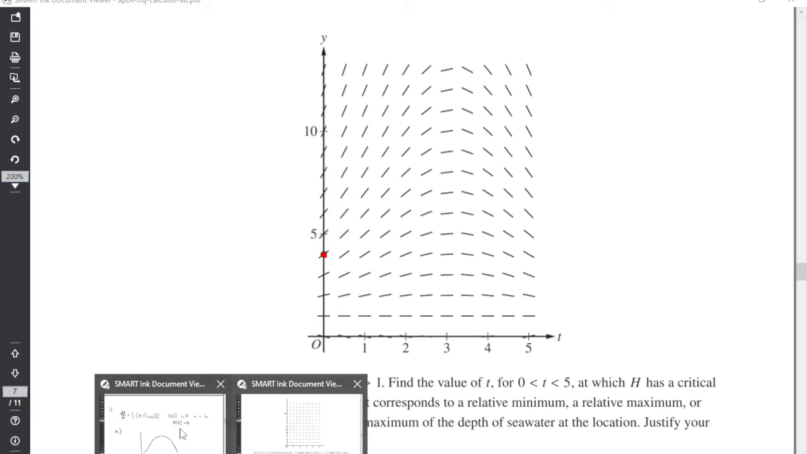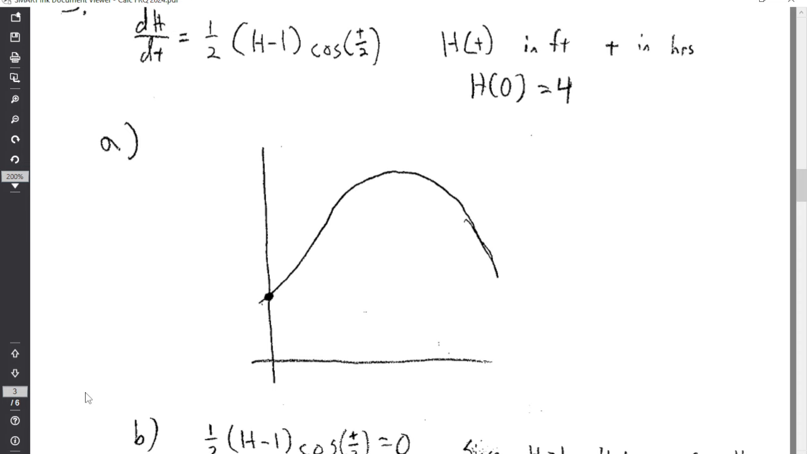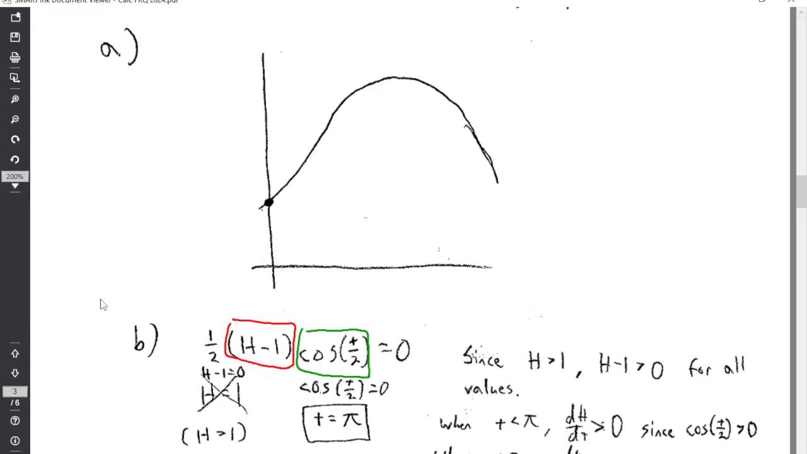So the critical point is when the derivative is 0 or does not exist. So we're going to take that function and set it equal to 0. There's nowhere that it doesn't exist, so we just need to figure out where it's 0. First off, we know that h is greater than 1. So this piece right here of h minus 1 is always going to be positive if h is bigger than 1. So we don't need to worry about when that is 0 because it never will be. So we need to look at separately when cosine is 0, which in the interval from 0 to 5, the only place that happens is at pi.